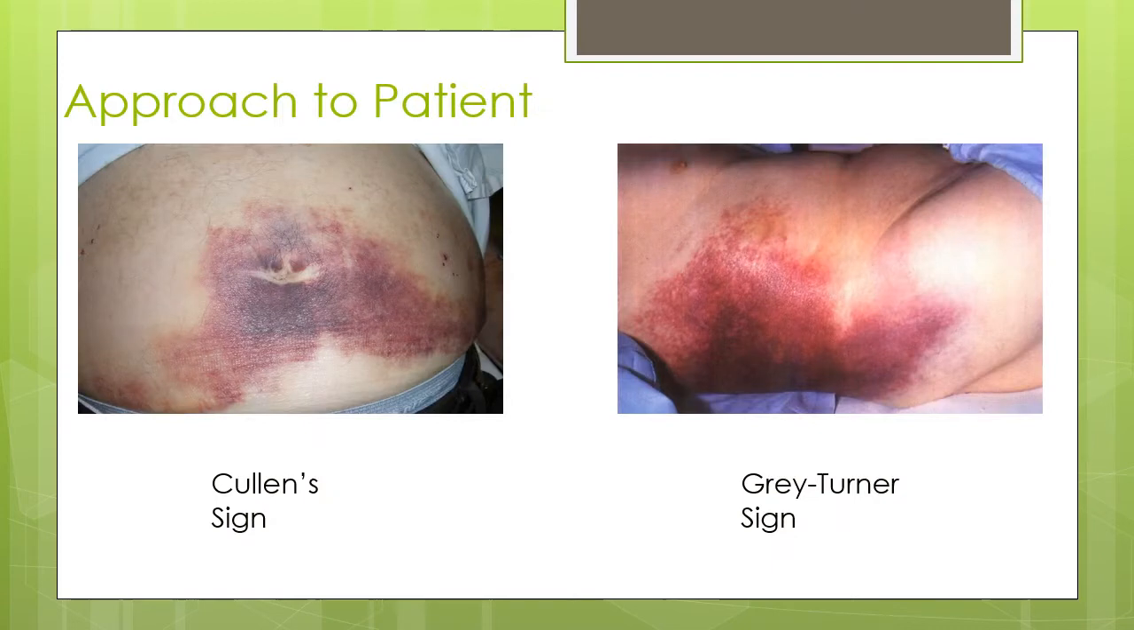This is a picture to show you Cullen's sign and Grey Turner sign. Cullen's sign is a bluish discoloration around the umbilicus due to hemoperitoneum, while your Grey Turner sign is a reddish brown discoloration around the flanks due to retroperitoneal blood.